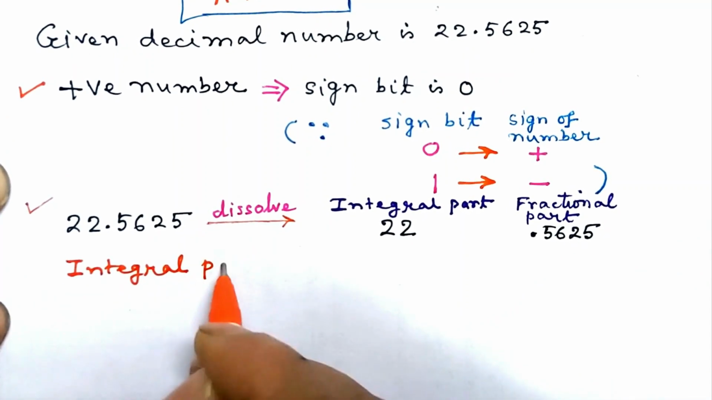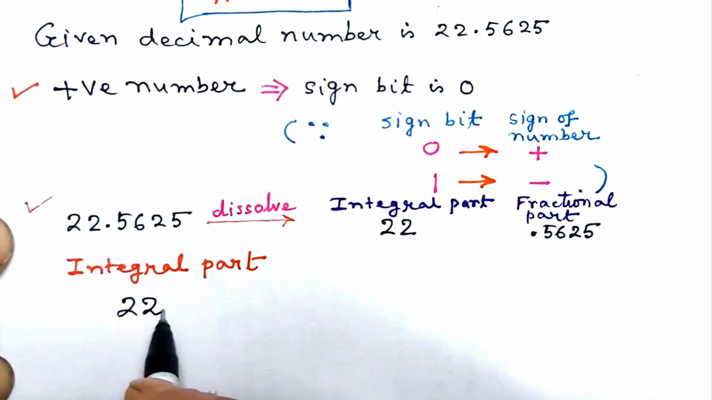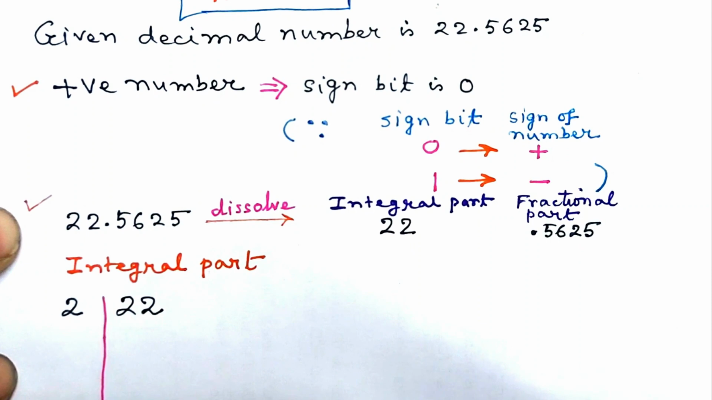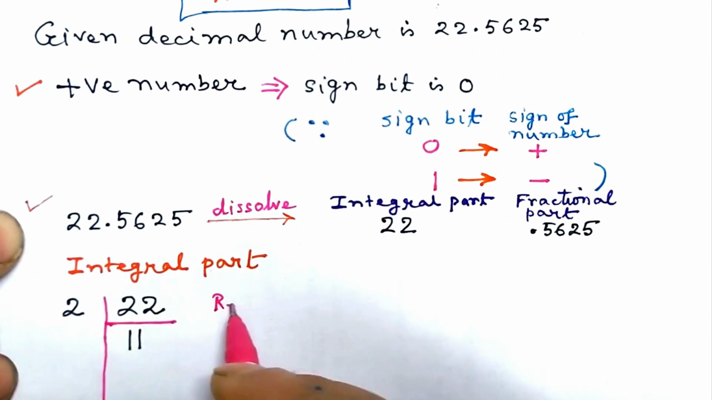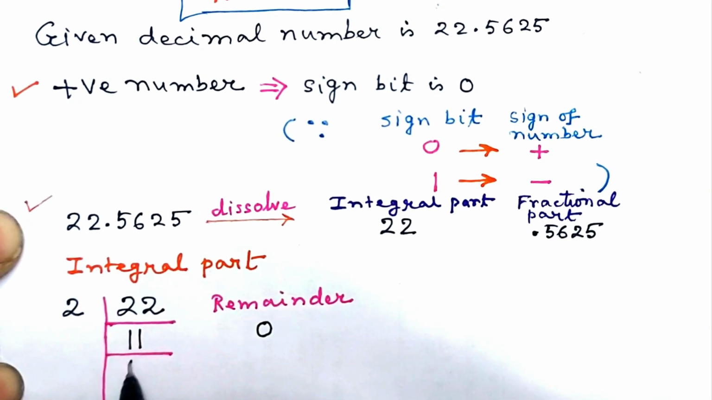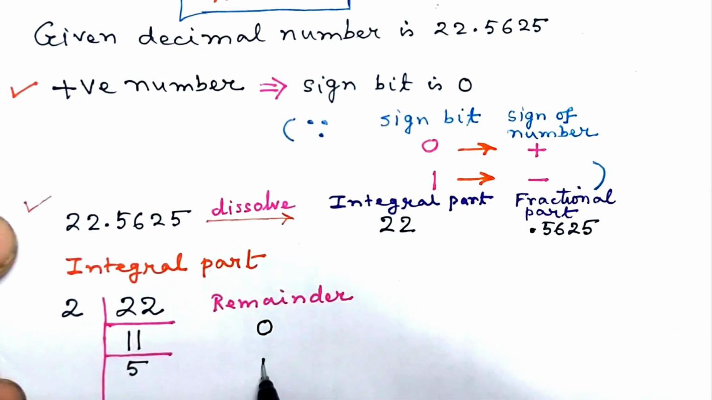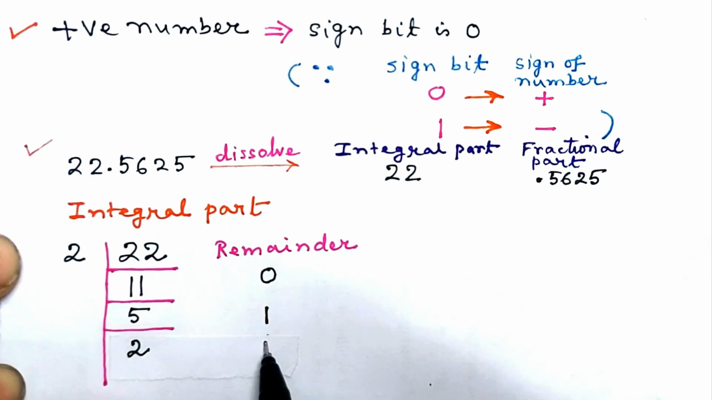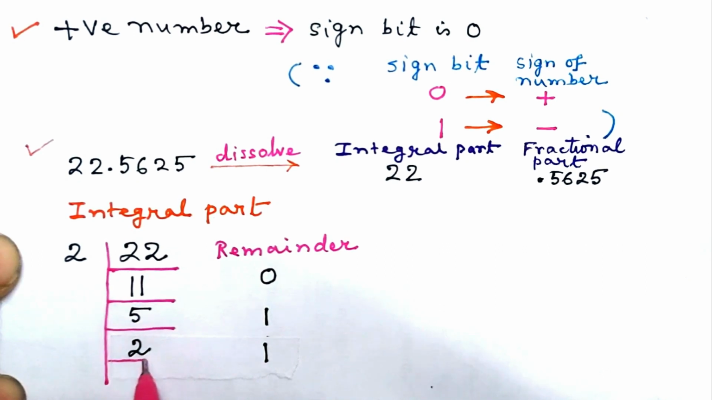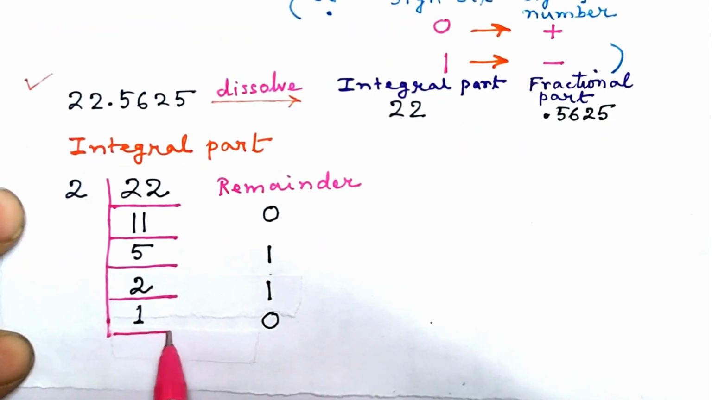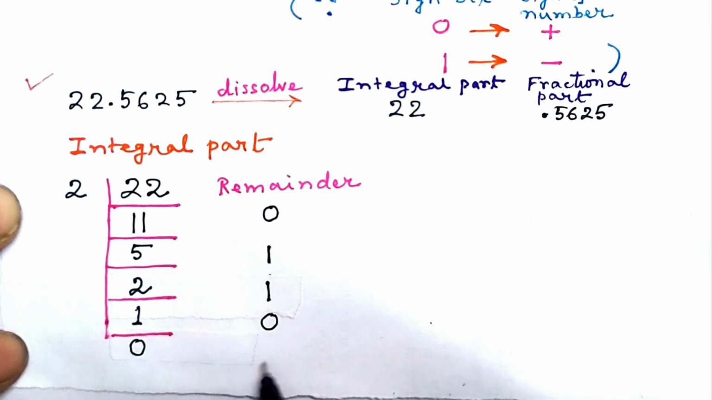Now consider the integral part 22. We have to divide 22 by 2, and if we do that we get quotient 11 and remainder 0. We again divide by 2 to get quotient 5, remainder 1. Division by 2 again gives 2 as quotient, remainder 1. A further division by 2 gives quotient 1, remainder 0. Divide by 2 for the last time to get quotient 0 and remainder 1.